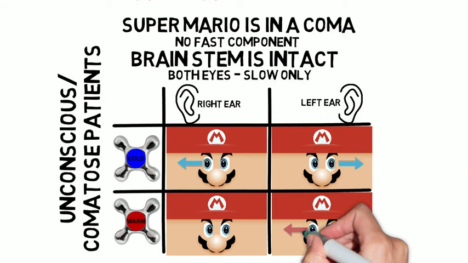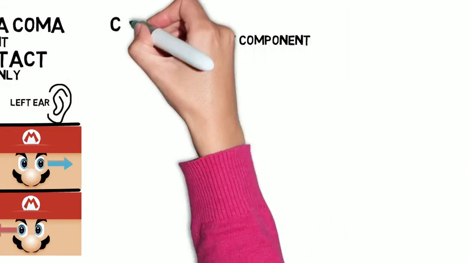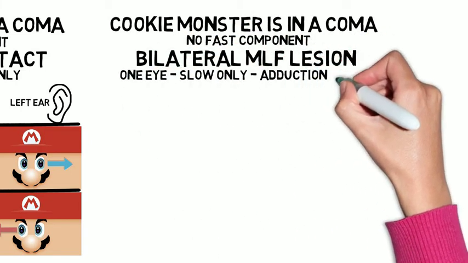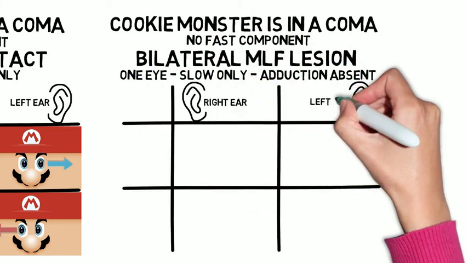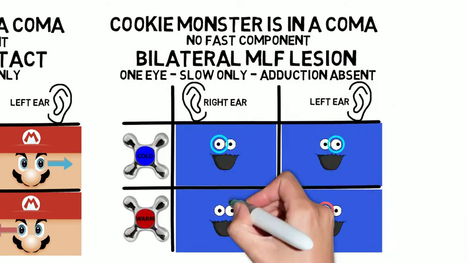Let's take a look at caloric-induced VOR in another coma patient, Cookie Monster. Cookie Monster has a bilateral lesion of the medial longitudinal fasciculus, which results in absent adduction, so he will have the slow component only in the eye abducting.